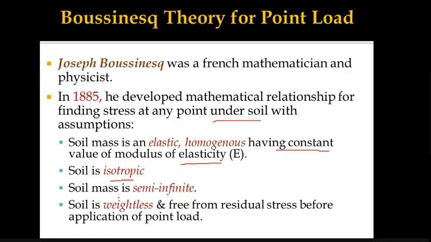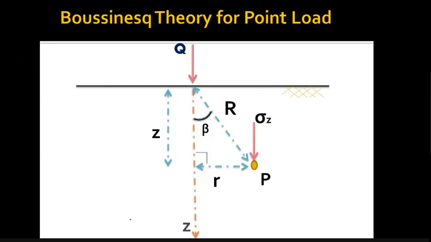Soil mass is semi-infinite, it extends to infinity in all directions below the surface. Soil mass is weightless and free from all residual stresses before application of this point load. Here we can see a point P where we want to determine a stress, which is lying below the ground level due to the surface point load of Q. The distance of point P from the axis of loading is r, and the depth of this point P from the ground surface is z.